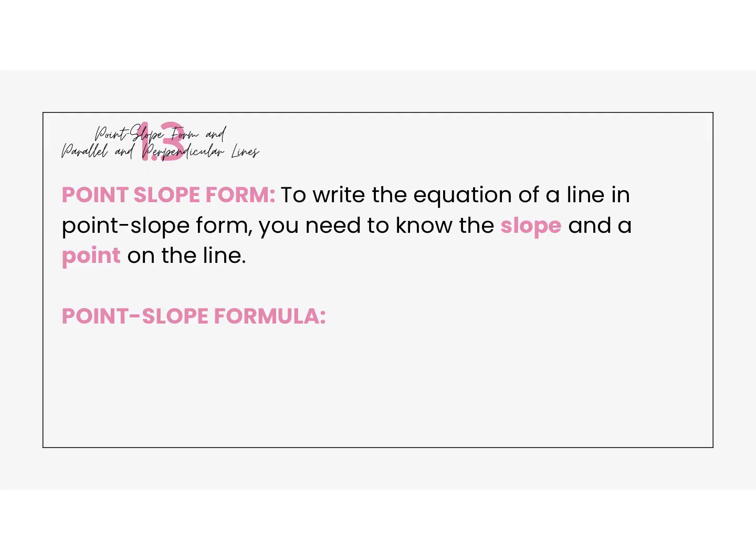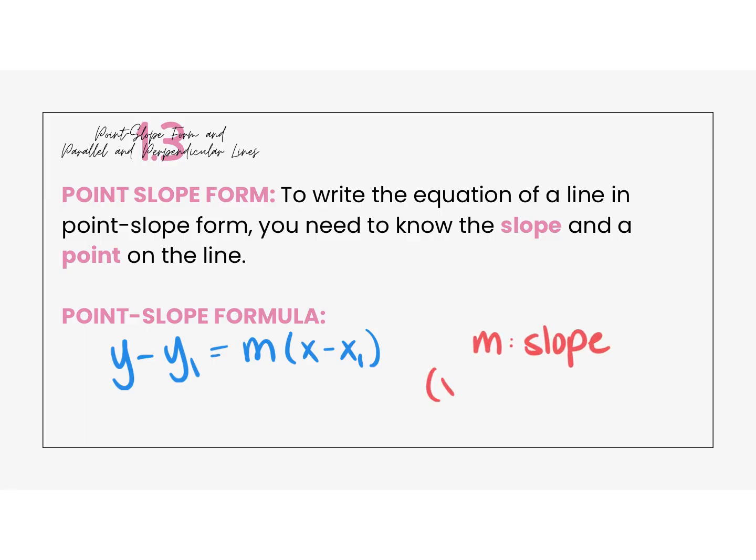Point slope form. To write an equation in point slope form, you need both the slope and the point, hence why it's called point slope formula. So point slope formula is written as y minus y1 equals m times x minus x1, where m is the slope and x1, y1 is the point that we know.